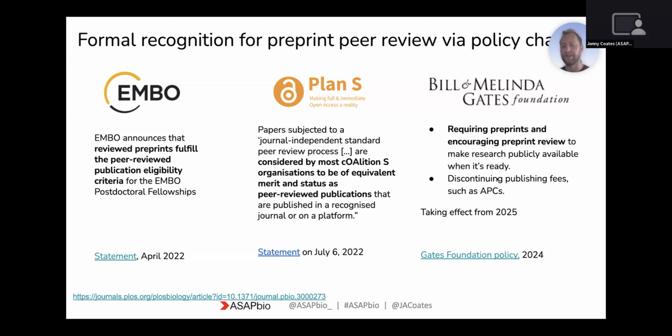And then most recently, this year, taking effect in January, the Gates Foundation announced that they would be mandating preprints and strongly encouraging preprint peer review for all their grantees. And of course, they will also no longer be paying the APCs. This is in the context of also a lot of other funders and institutions who support preprints and preprint peer review, but have not yet mandated it.